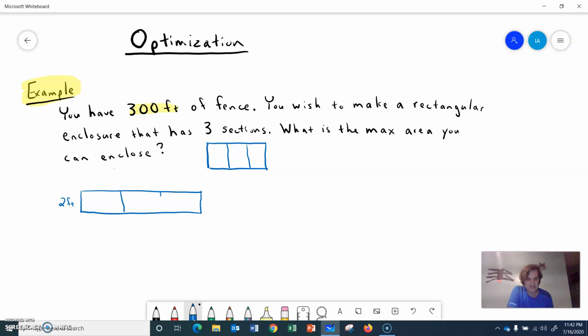Okay, so those are supposed to be straight, but this is 2, 2, 2, 2. So basically I've used 8 feet on the 4 sections that go across, so that leaves me 292 left. And if I divide that by 2 for the sides, I get 146. So this side over here will be 146 feet, and the other side would be 146 feet.